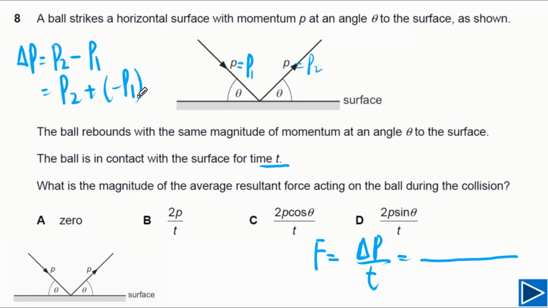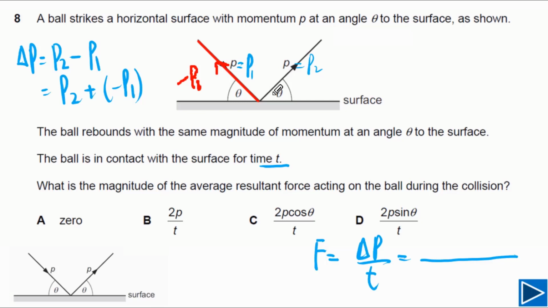Minus P1 simply means that this vector has the same magnitude as P1 but its direction is opposite. What exactly does it mean? It means that P1 and minus P1 have the same magnitude. Their direction is opposite because minus P1 is the negative vector of P1. So this is our minus P1. Now we need to add these two vectors, P2 and minus P1.